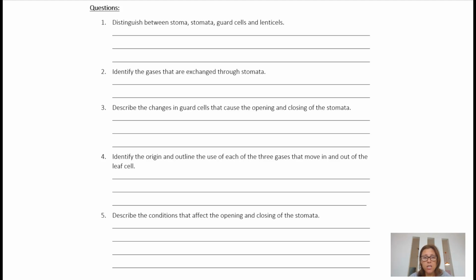We also have light. Light will cause the stomata to open. Photosynthesis occurs during the day, so that light will stimulate that. And then also humidity. If humidity is high, our transpiration, our loss of water, is reduced. So fix up your answers.